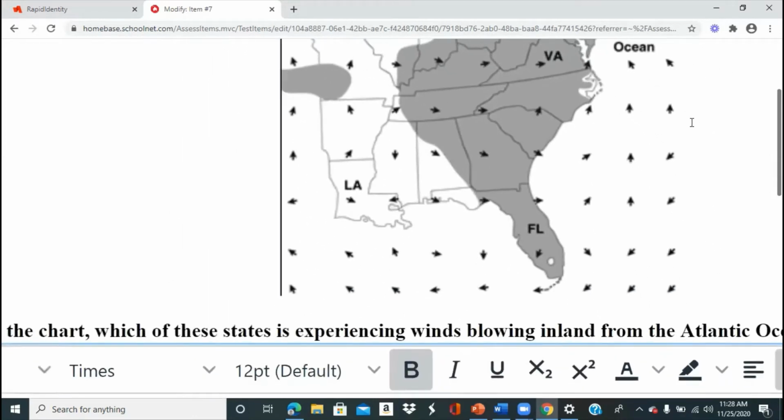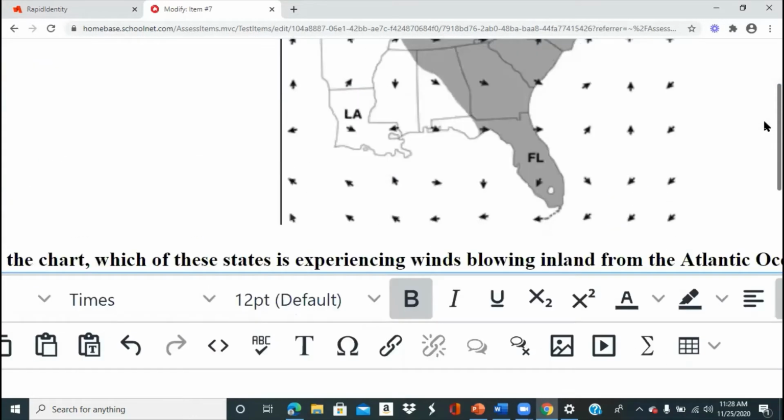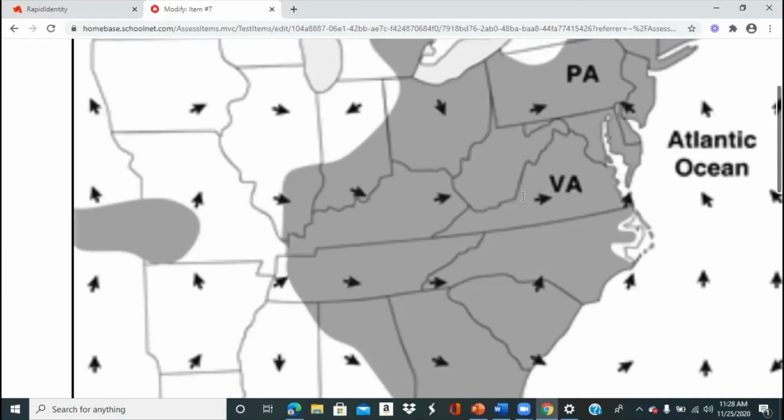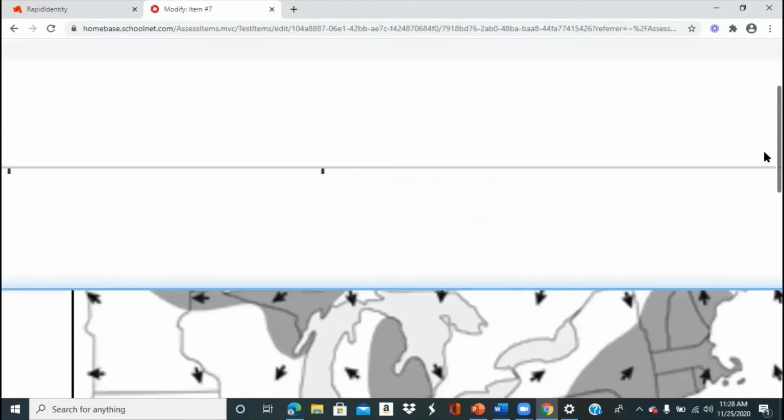In this map of the US, you've got arrows, or air, moving towards Virginia. Apparently, it's moving from another land. So this is wind blowing from a different state going to Virginia. And the question is asking us what particular state shows that the wind is blowing from the Atlantic Ocean going inland, or going to that location. So we're left with Pennsylvania.